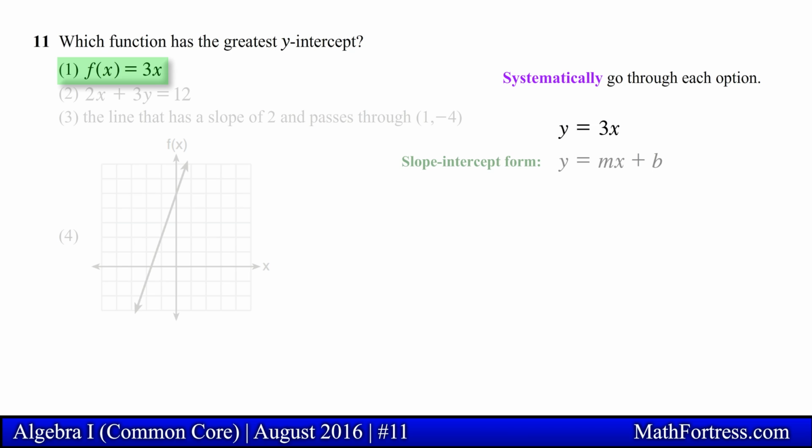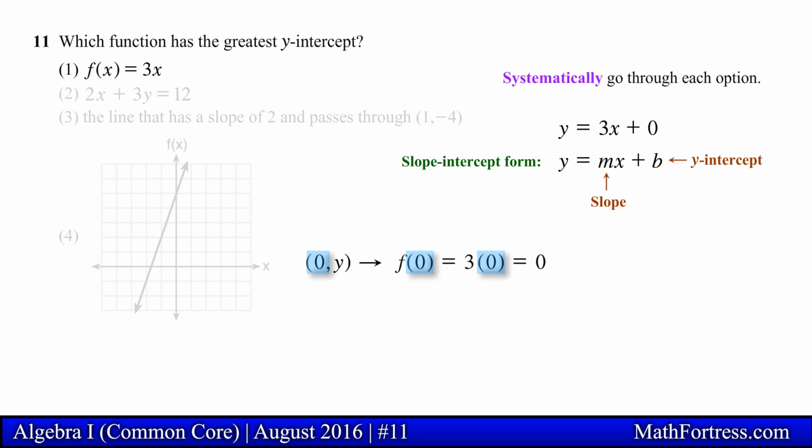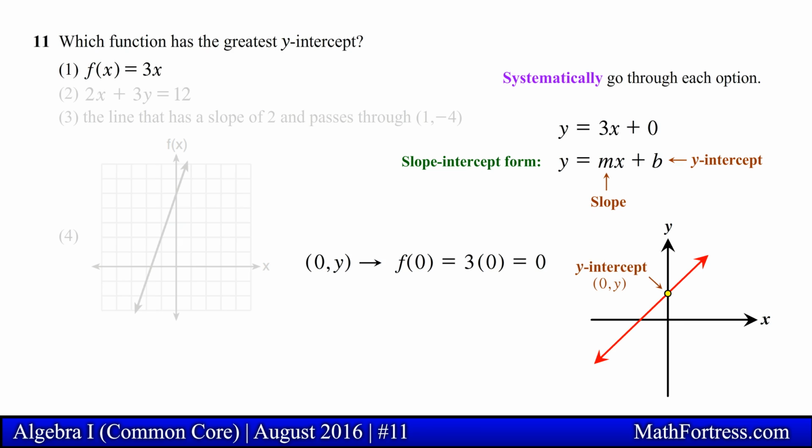Recall that the equation of a line in slope-intercept form is y equals mx plus b, where m represents the slope and b represents the y-intercept. Comparing both functions, we see that f of x equals 3x has a slope of 3 and a y-intercept of 0. Alternatively, we could have figured out the y-intercept by setting x equal to 0 and simplifying the expression or solving for f of x or y. Recall that the y-intercept of a function is the point where the function crosses the y-axis and has an x-coordinate equal to 0.